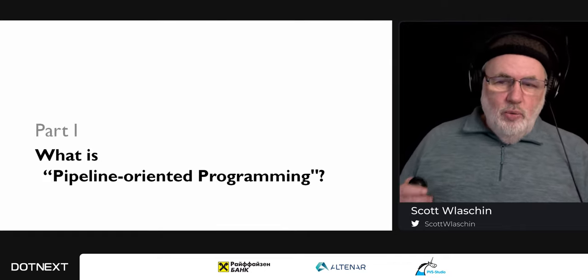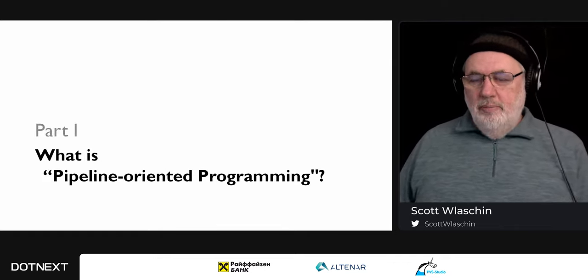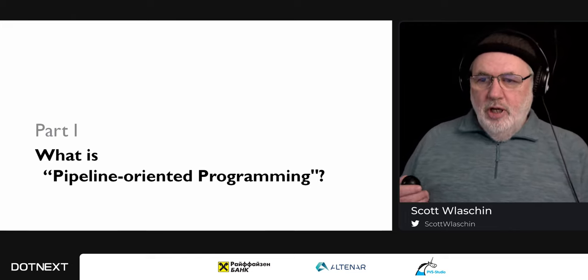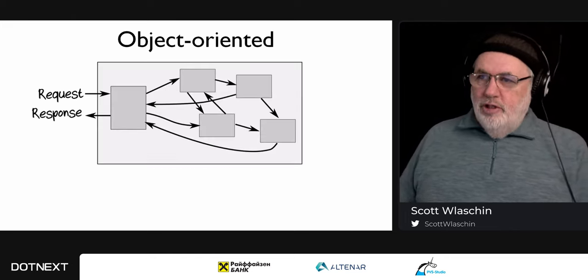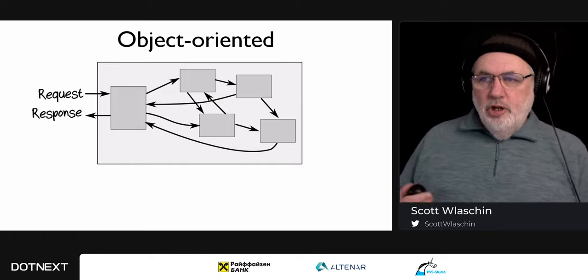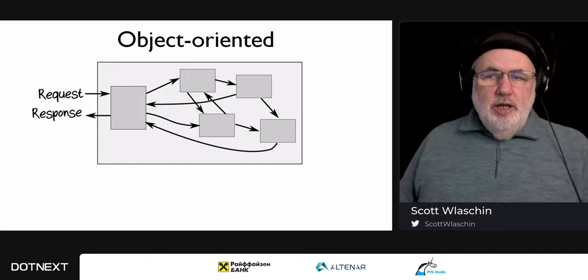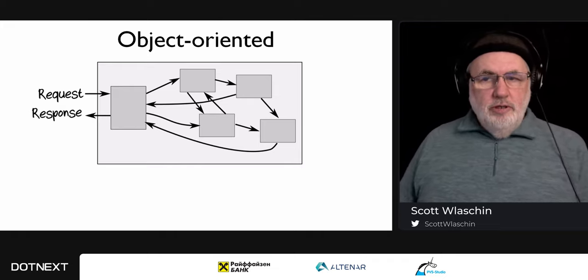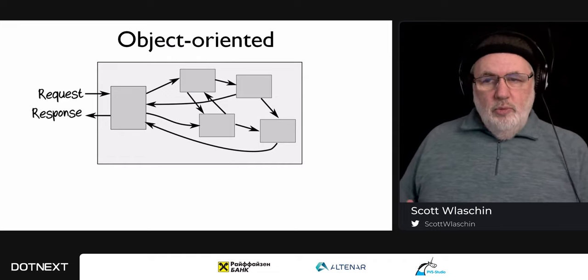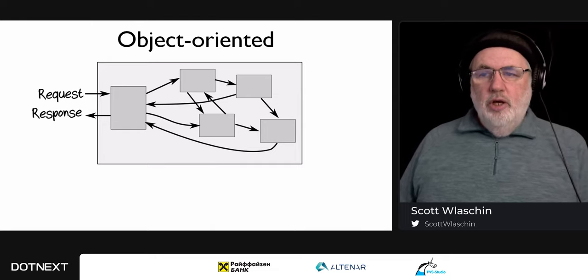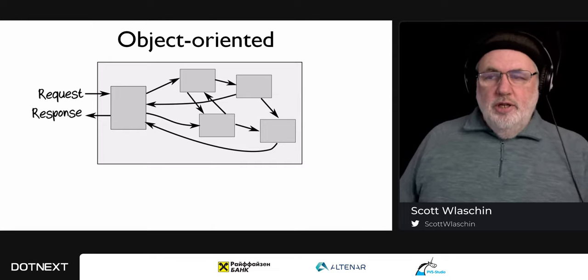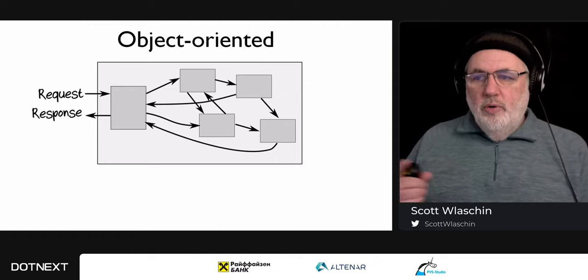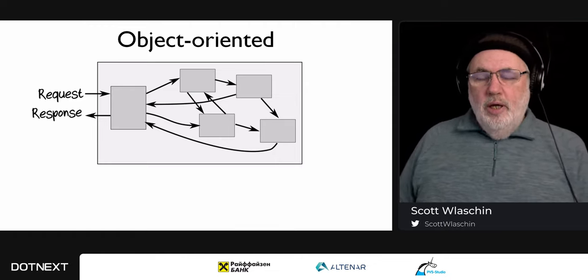So I'm going to start by saying, what is pipeline-oriented programming? What do I mean by it? Before I talk about that, let me talk about object-oriented programming and how it's different. In object-oriented programming, you have this encapsulated system, a kind of black box. You send it a request, and you get back a response. That's classic OO style. The way the object handles that is it talks to other objects to get the work done. And those objects talk to other objects, which talk to other objects. And sometimes there'll be conversations back and forth between different objects. This is classic OO programming.